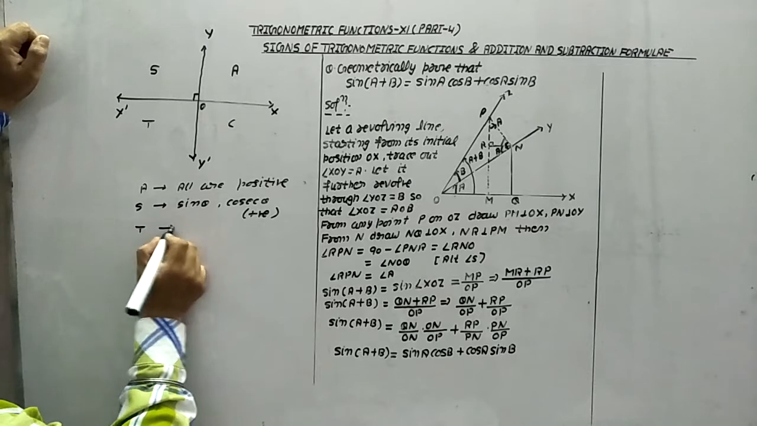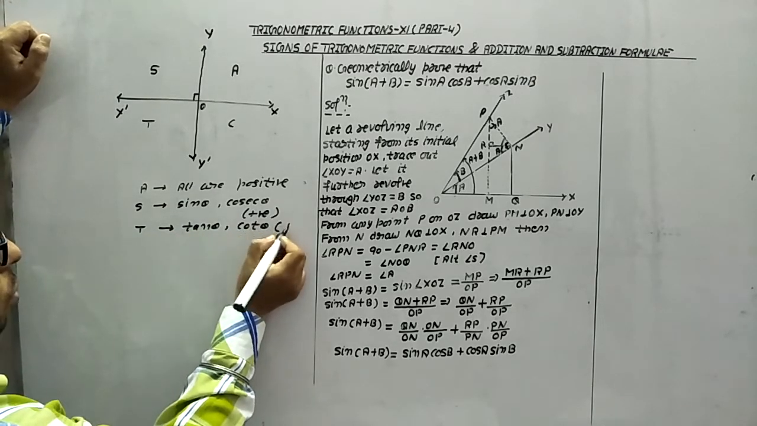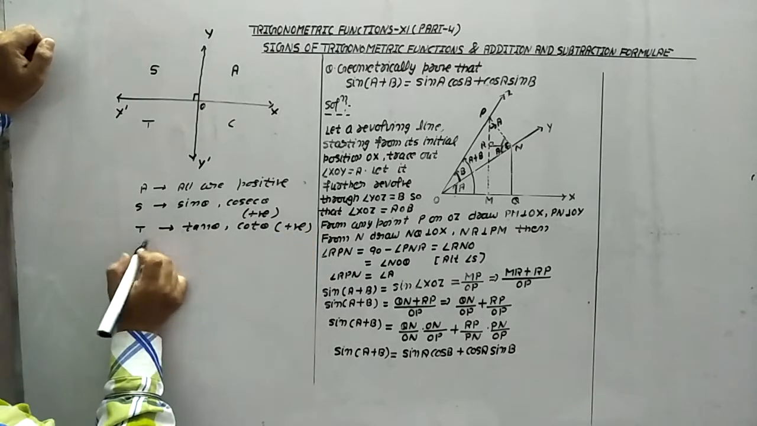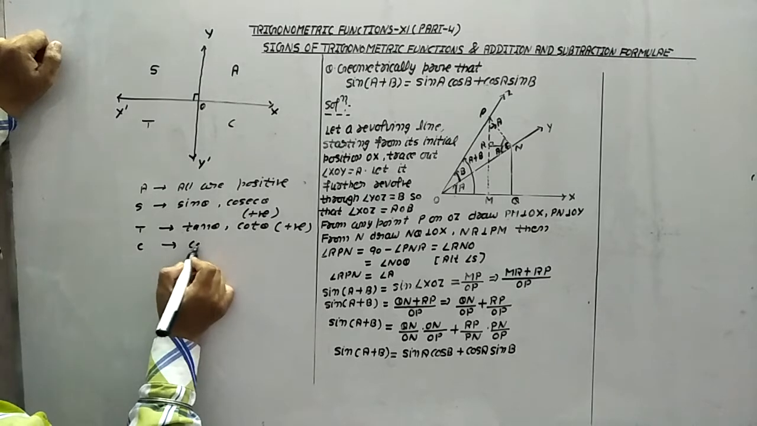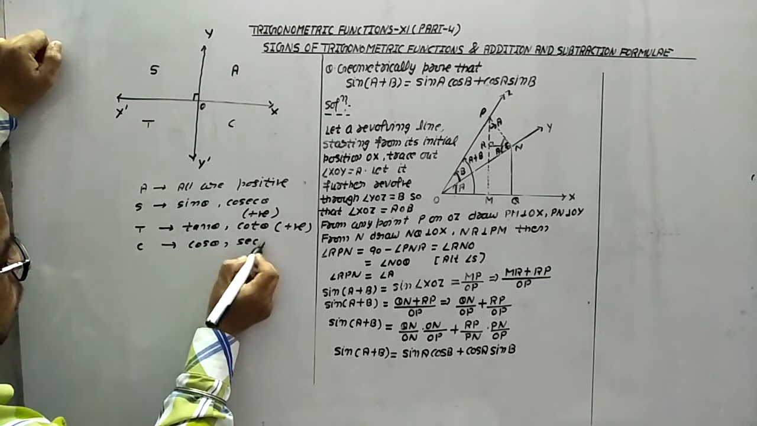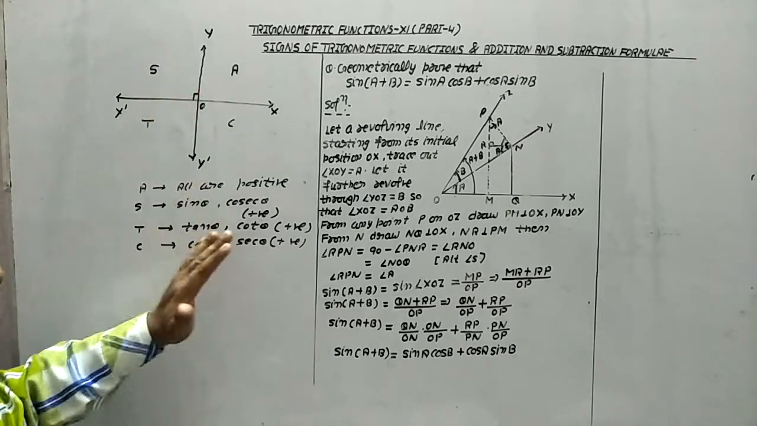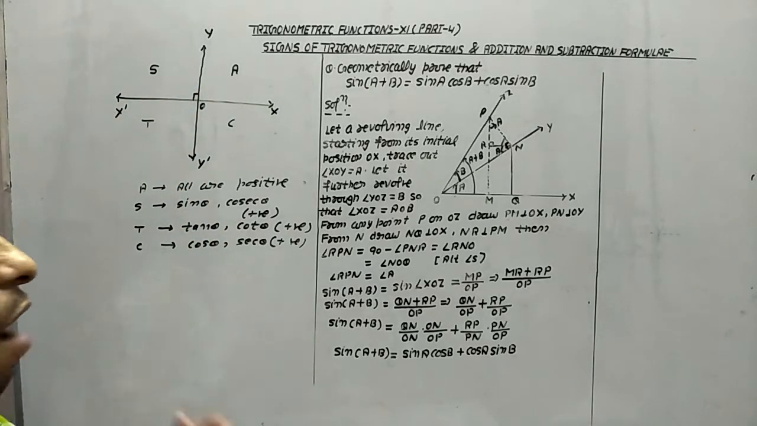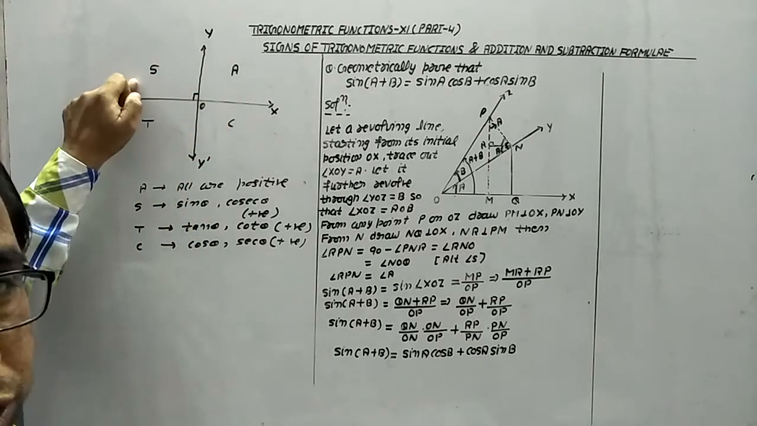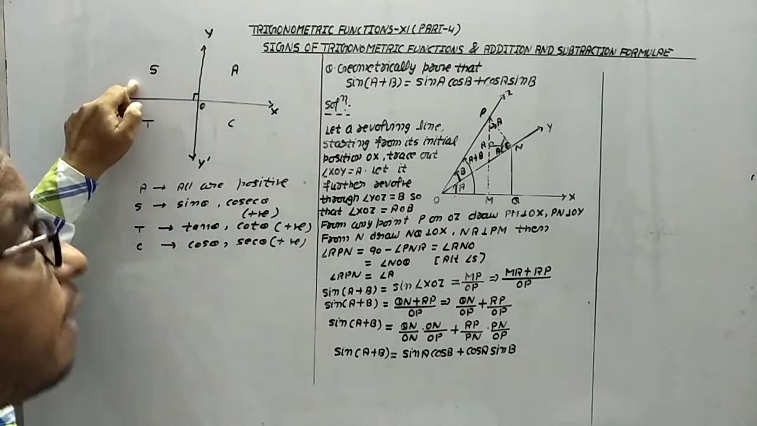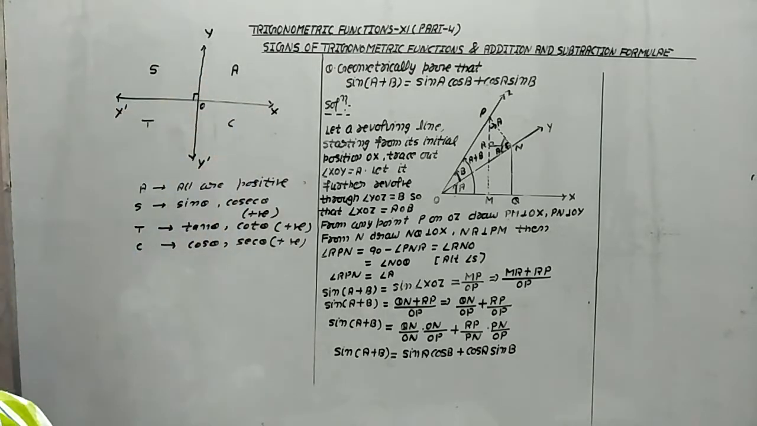In the third quadrant, T means tan theta and cot theta are positive. And what is this? C. C means cos theta and sec theta are positive. So we have to remember this point, ASTC, After School To College. It means all positive, sin and cosec positive, the rest are negative. Tan and cot positive, cos and sec positive.